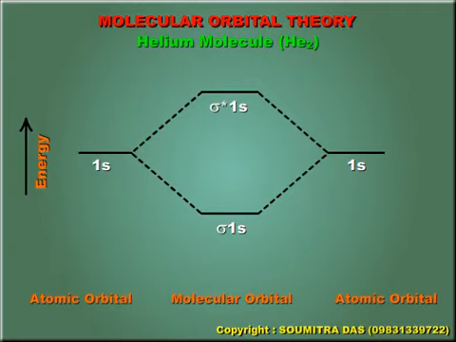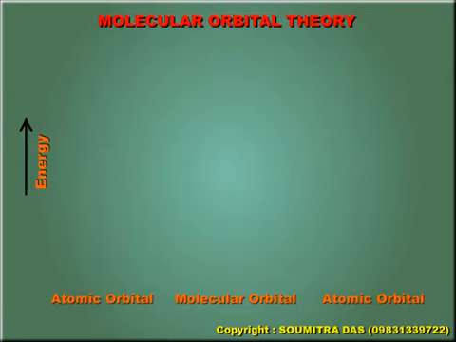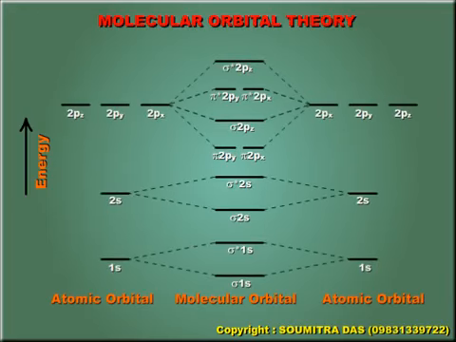For helium, which has two electrons in the 1s orbital, the hypothetical helium molecule has molecular orbitals which are filled up like this. The bond order is 2 minus 2 divided by 2, that is 0. Thus, the helium molecule does not exist. Let us go to the second period. The energy orbital diagram is like this.